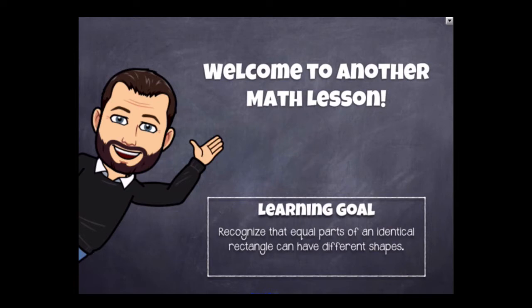We are going to be working with shapes today, but with a different type of shape. Our goal for today is to recognize that equal parts of an identical rectangle can have different shapes. That might sound a little confusing to start, but basically we're going to see that we can split some shapes, specifically a rectangle, into different equal parts in different ways. Even though the shapes that we split it into are different, they're still going to be identical, or at least equal.